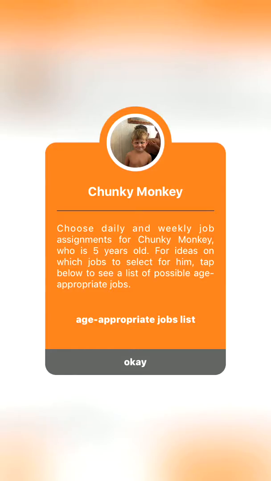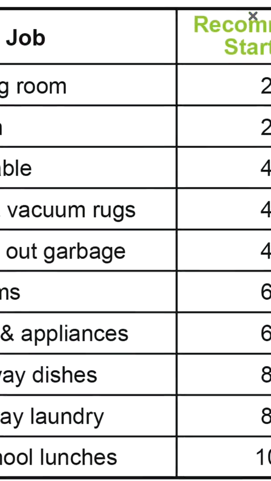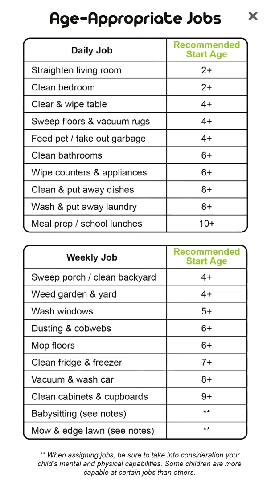It starts with the youngest, and in this case it's Chunky Monkey, and it's going to give you some ideas. It says here he's 5 years old. There's actually an age-appropriate jobs list. This is just a suggestion. You can tap on that, and it gives you a list, pretty much from age 2 on up. There is definitely something every kid can do in the family.